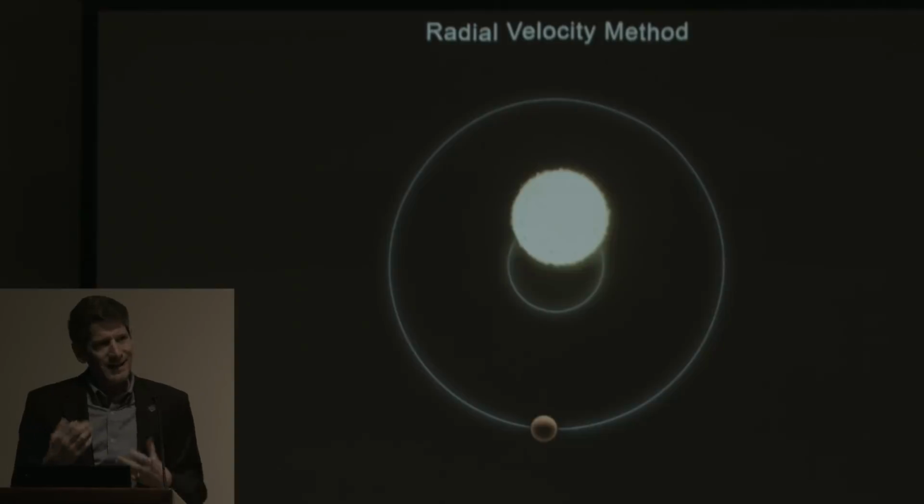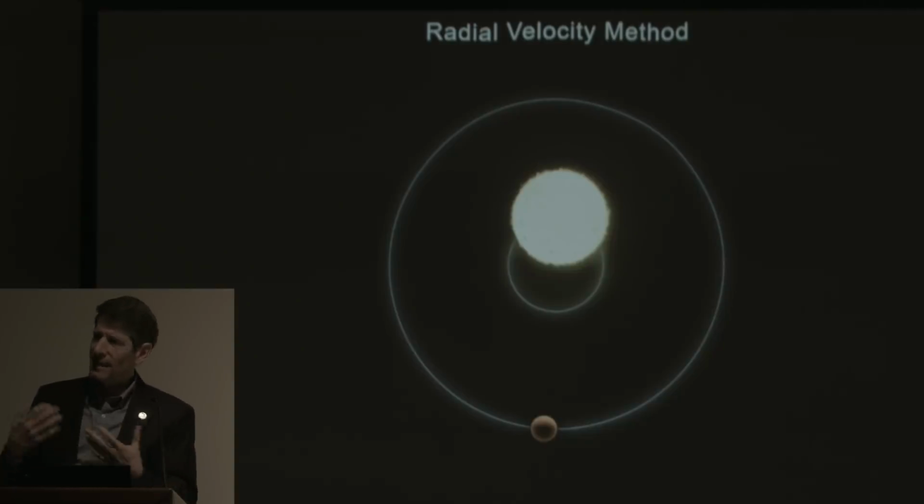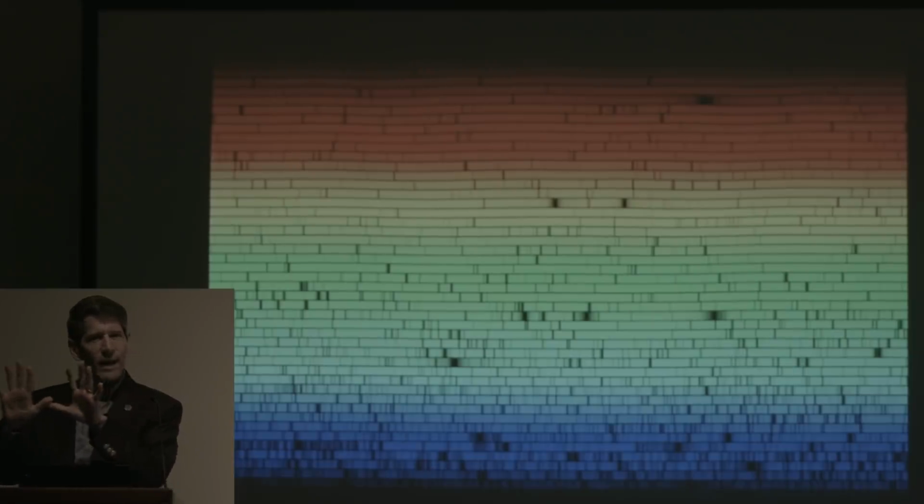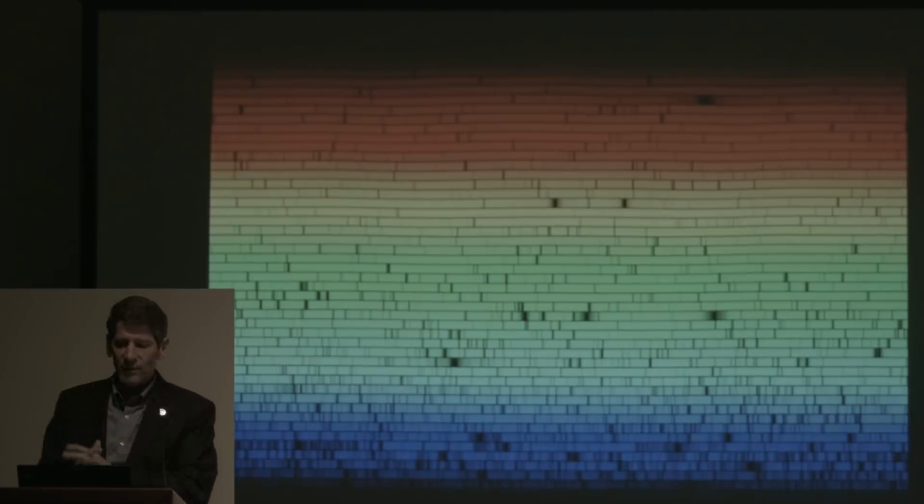And because it's such a tiny effect and much, much smaller than many of the other noise effects, you have to do a tremendous amount of spectroscopy. So you actually examine about 4,000 spectral lines simultaneously, and you look for a slow sinusoidal variation to the position of those spectral lines. And it's a technique that we've been very successful with, and so we've detected a number of planets.